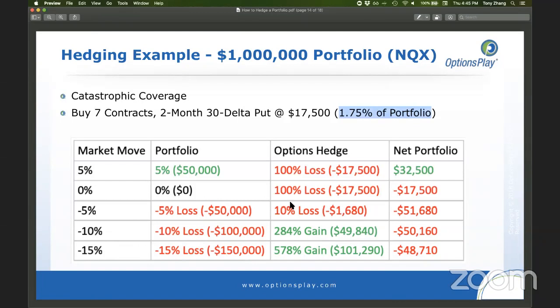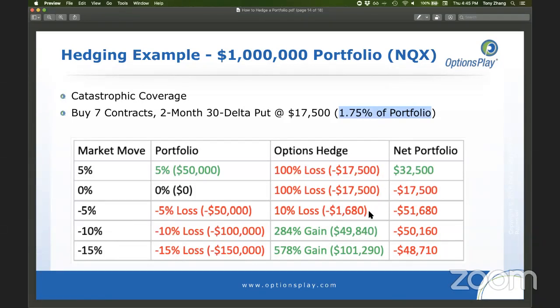So let's take a look at how that option hedge performs. If in the case that this market does not move, I actually lose 100% of what I paid for on the hedge. So I lose the $17,500. So my net loss on the portfolio is I'm down 1.75% or $17,500.